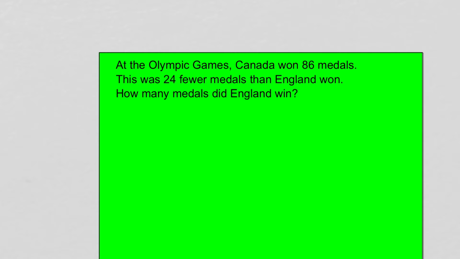They had bigger numbers here, but they very quickly figured out, okay, Canada won 86, but that was 24 fewer medals than England. So if I want to figure out how many medals England had, I have to take 86 and add on 24. And 80 and 20 is 100. 6 and 4 is 10. So that means England won 110 medals. Perfectly fine, and that's awesome.